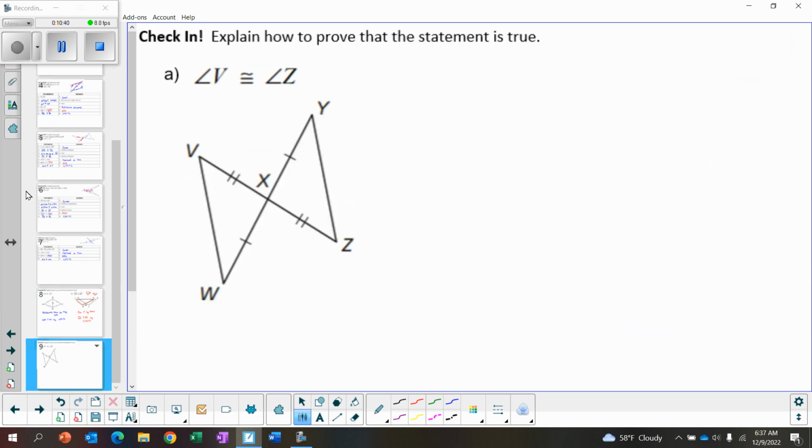So go ahead and try this final problem. Pause. When you're ready to see the answer, hit play.